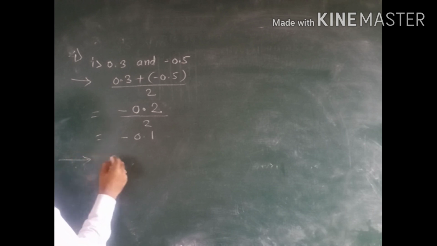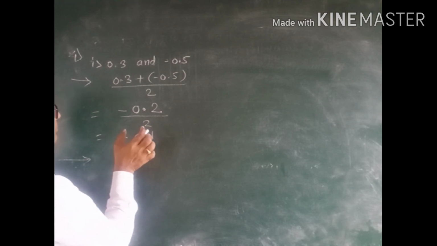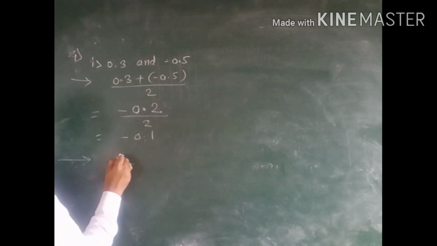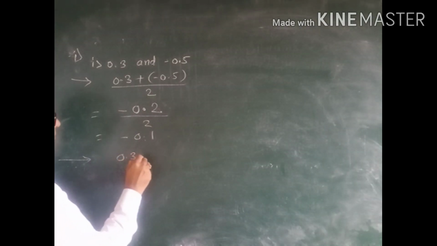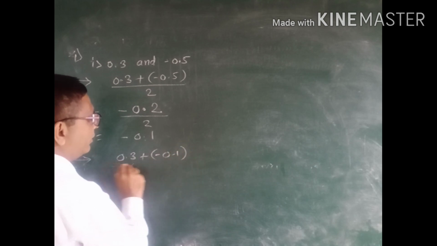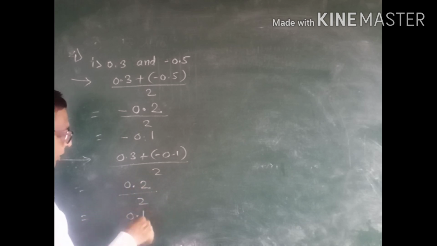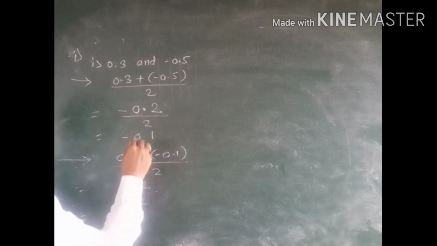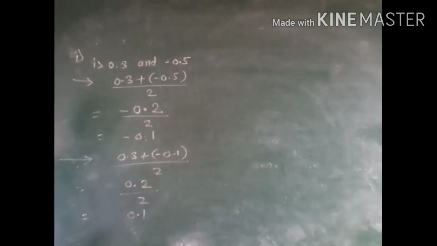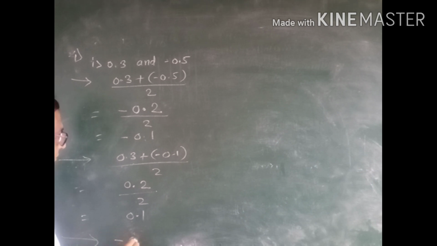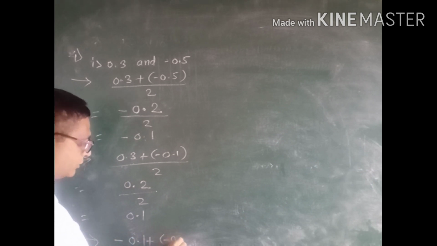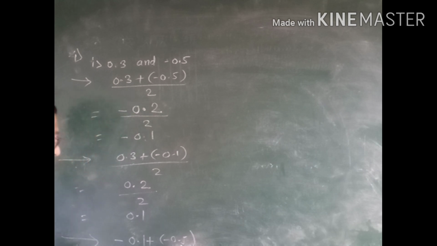Now if you want to find the middle of these two numbers, then you have to do 0.3 plus minus 0.1 upon 2, that is 0.2 upon 2, that is 0.1. If you want to find the middle number of these two, then you have to do minus 0.1 plus minus 0.5 upon 2, that is minus 0.6 upon 2, which is equal to minus 0.3.